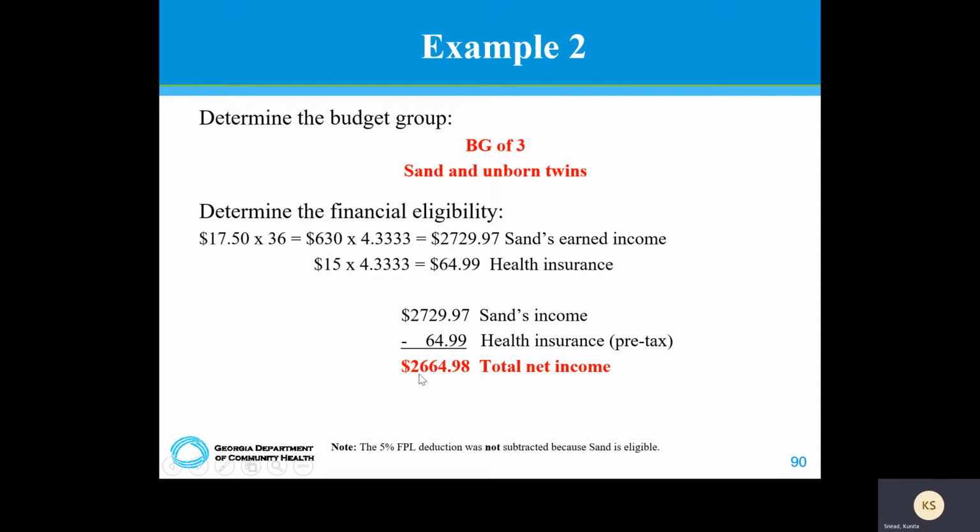And her income is now $2,664.98. We compare that to the income limit for a budget group of 3. For a pregnant woman, the income limit is $4,026. So that means she's under that limit, so we do not need to subtract that 5% deduction.